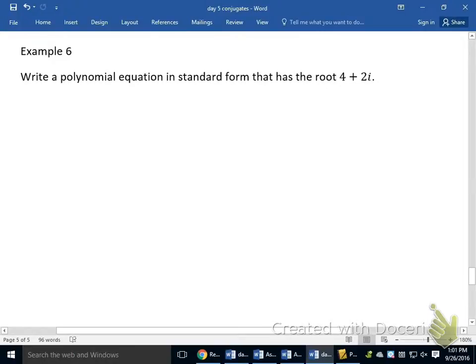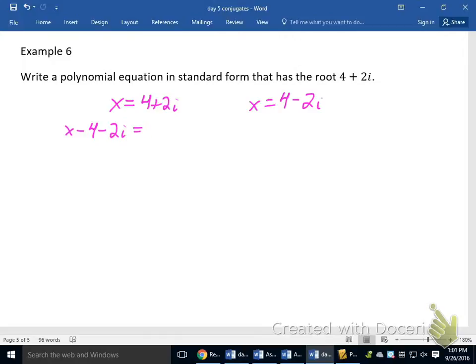But wait, there's more. Could you do it for complex numbers as well? Yes, you can. I'm glad you thought of that. So, if x needs to equal 4 plus 2i, then x would also have to equal 4 minus 2i. That's how conjugates work. So my factors here, over here on the left, is x minus 4 minus 2i. And my factor over here on the right, by subtracting the 4 and adding the 2i, would be x minus 4 plus 2i. And then we'll go ahead and multiply those factors, because that's what factors do.